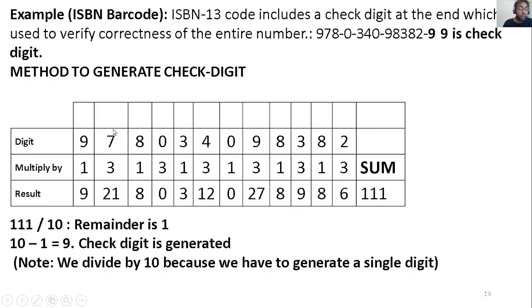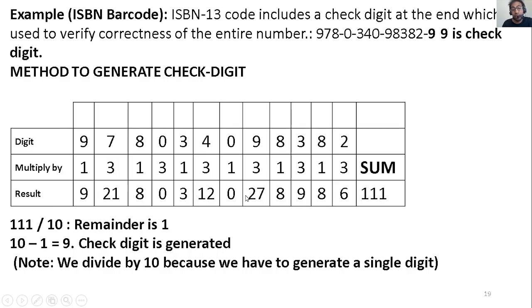Let's talk about 7. It is at the second position, and then we have 0 at the 4th position, this 4 is at the 6th position, that is also even, 9 is at the 8th position, even, 3 is at the 10th position, and 2 is at the 12th position. They are even positions. So you can see all even positions are multiplied by 3, and these are the results we are getting.